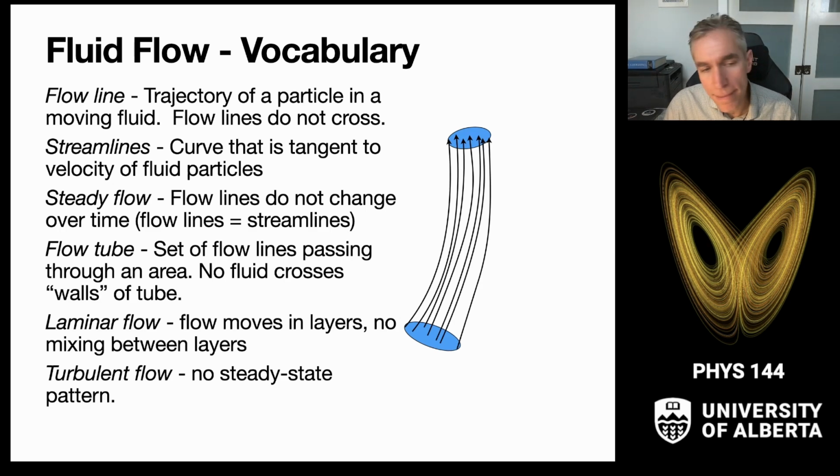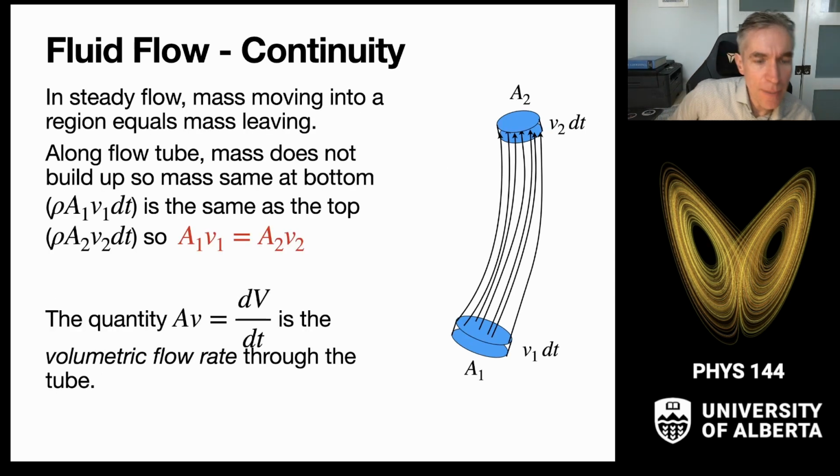With that as preface, let's think about what happens in a system that is moving along these flow lines. We think about a bunch of flow lines that pass through an area A in some little bit of time dt. We say that fluids are subject to the criterion of continuity, which is that the mass entering a region of steady flow, coming in through the bottom of this surface, is going to be equal to the mass that leaves it through the same surface.